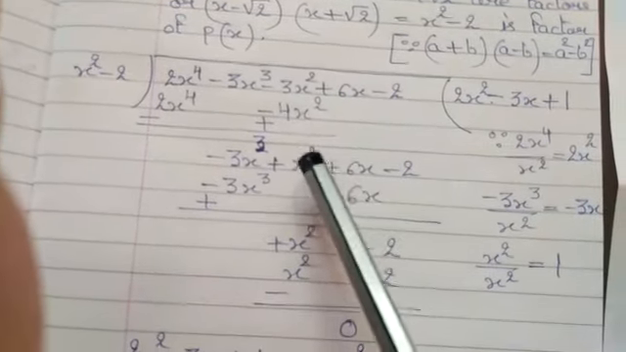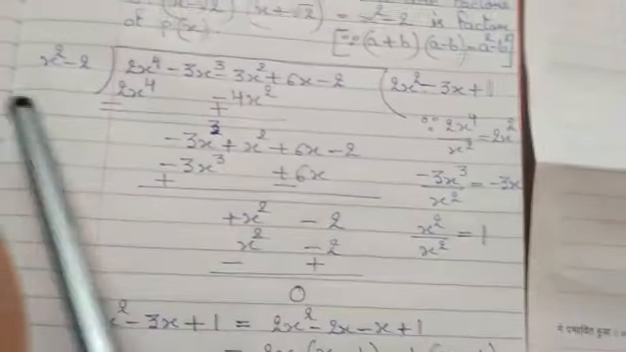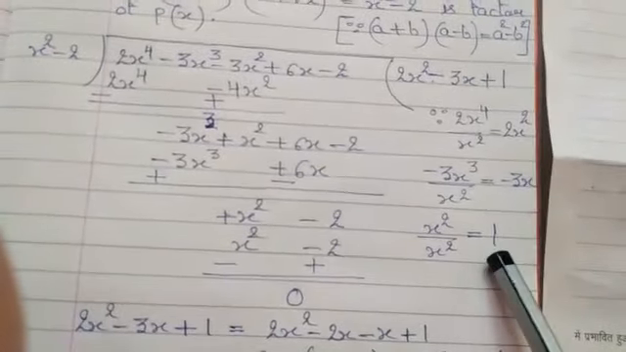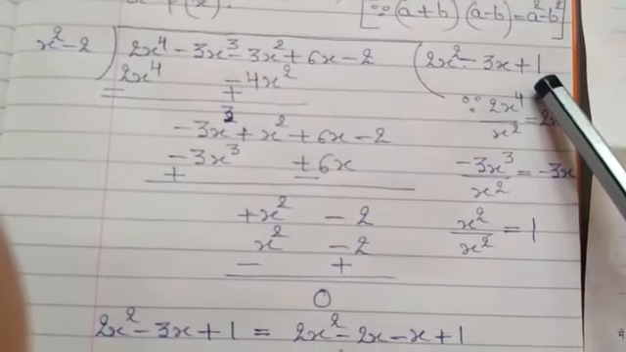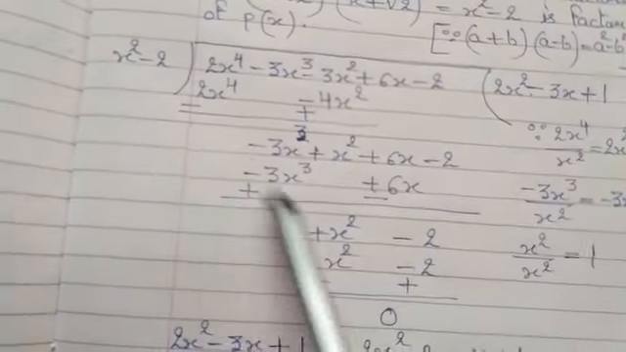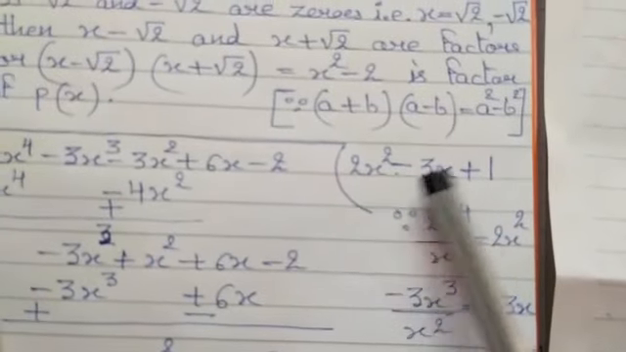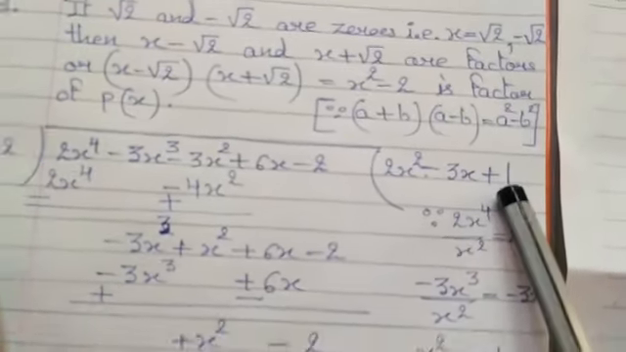Now what are the left terms? Left terms are x square minus 2. So x square divided by x square, 1. So the third term of the quotient is 1. Multiply with 1. So it is x square minus 2. Again change the signs. It will become 0. So we have got the quotient here. The quotient is 2x square minus 3x plus 1.